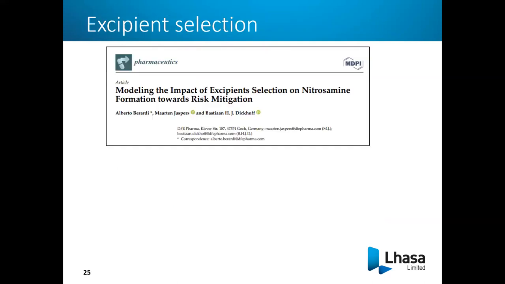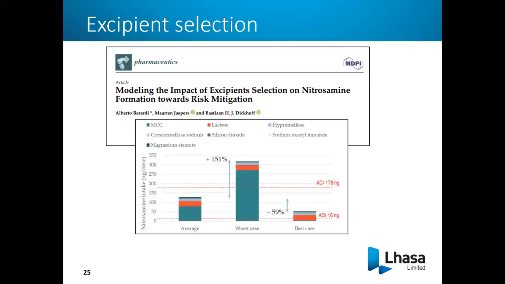The ideas in the Boetzel publication have been utilised by Berardi et al. in their recent paper in Pharmaceutics. They looked at various case studies to ascertain how knowledge of nitrite levels and the subsequent amount of potential nitrosamine that can be formed can be used as a mitigation strategy. One of their case studies demonstrated that a change in the supplier of a single excipient, microcrystalline cellulose, the dark green bar, by changing that excipient to a lower nitrite containing version, could reduce nitrosamine formation by up to 59%, resulting in a nitrosamine formation level well below the acceptable daily intake of 178 nanograms in that particular case study.